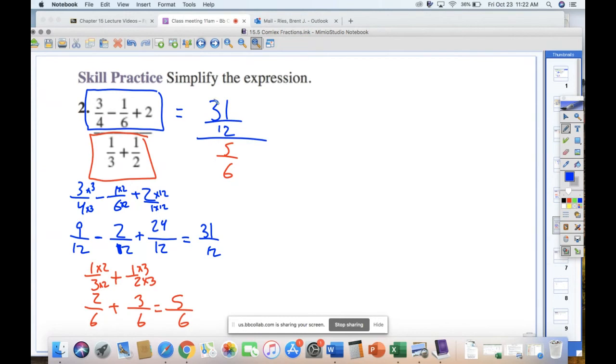sixths. I don't know how to divide this when it's stacked like this, so I'm going to write it horizontally because I like my keep change flip. So 31 twelfths divided by 5 sixths. Keep change flip says 31 twelfths times 6 fifths.